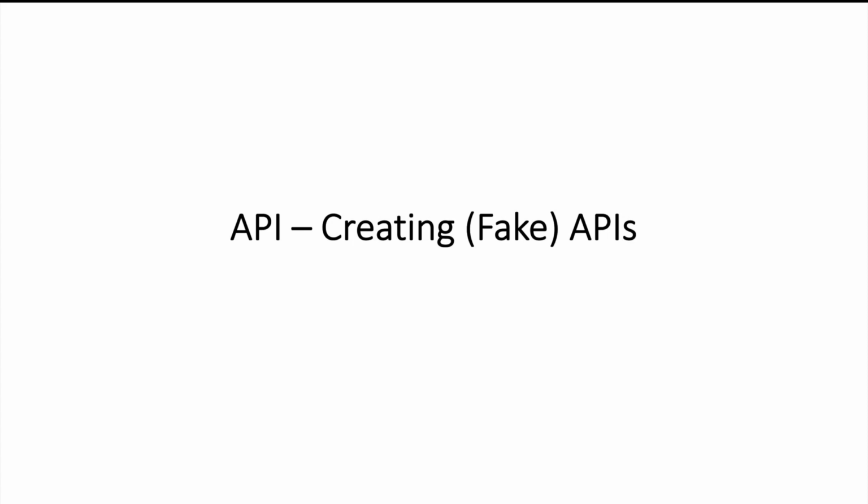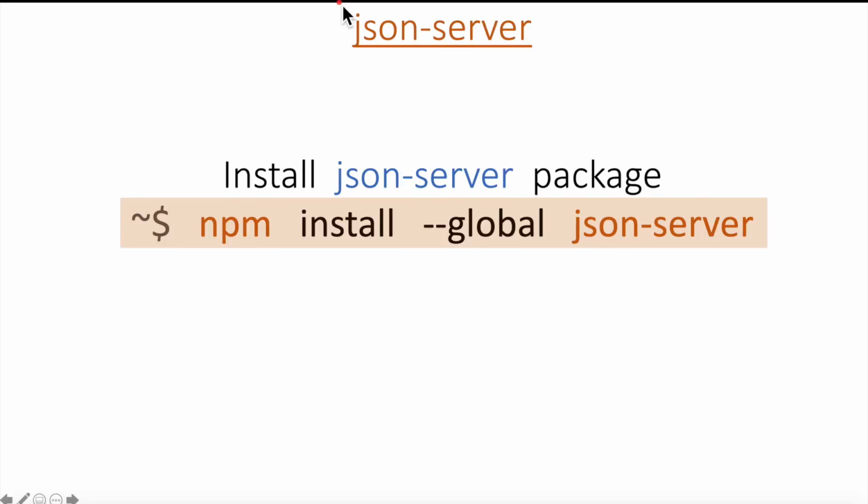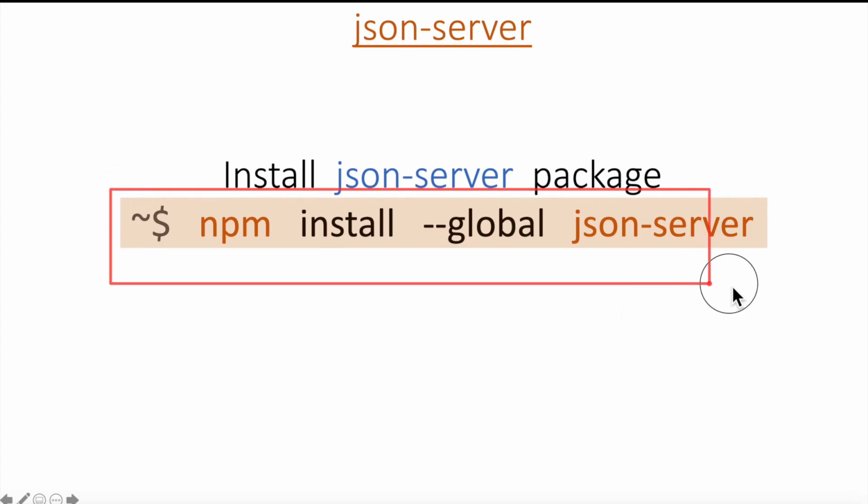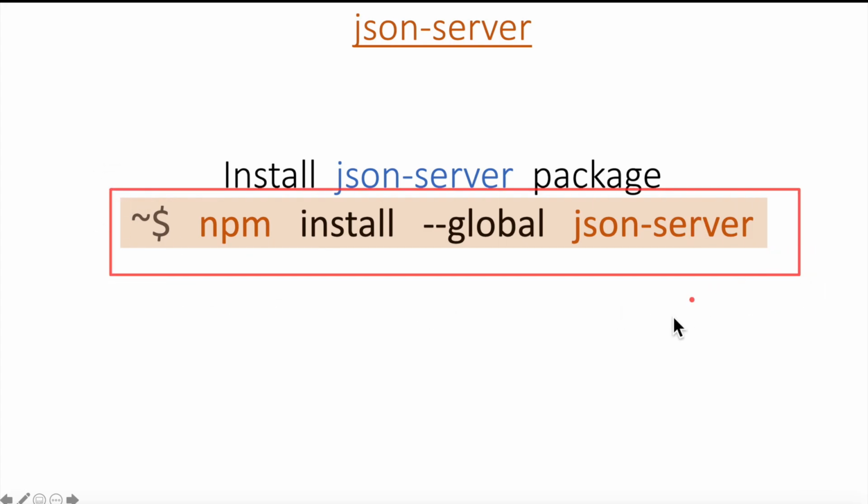Let us discuss how to create APIs so that our React applications can interact with them. So basically we are talking about creating a backend for our React frontend. To create our APIs, we will use this npm package called json-server. So please install the json-server package using this command: npm install --global json-server.